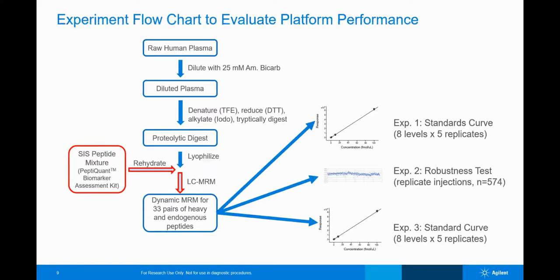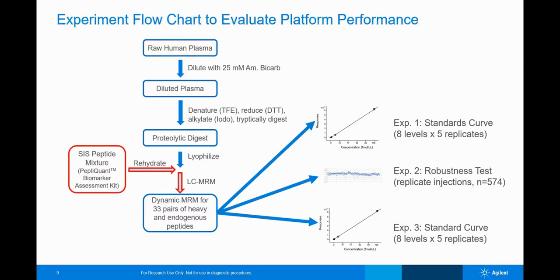So for the robustness test, we continually injected replicate samples to test the signal stability. We performed 3 experiments in this evaluation. First, we loaded all the samples onto Evotips before the robustness test, and we injected the standard curve samples with replicates, which ended with 8 concentrations. Each concentration has 5 replicates.